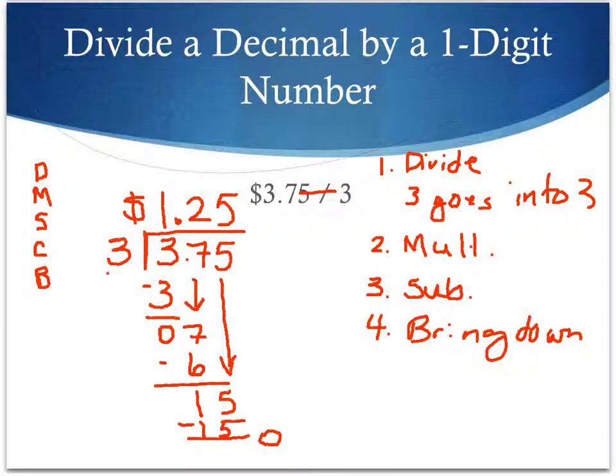And then I can use estimation to think if that's correct or not, because when I look at these numbers, I can round the 375 down to 3. $3 divided by 3 people is roughly $1. And my answer is roughly $1, $1.25. Therefore, I can justify that this answer is correct.